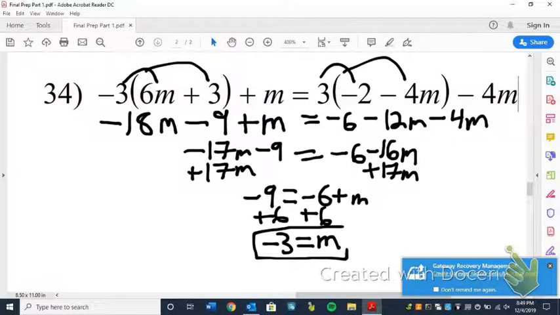Remember, if you're unsure about what your answer is, you can always go back and check it. So here we'd go back and plug in negative 3 for all of our m's, and if the two sides match up, we'd get negative 18 plus 3, which would be negative 15. Negative 15 times negative 3 would be 45, plus a negative 3, so we'd have 42 on the left-hand side, and we'd get 42 on the right-hand side as well.